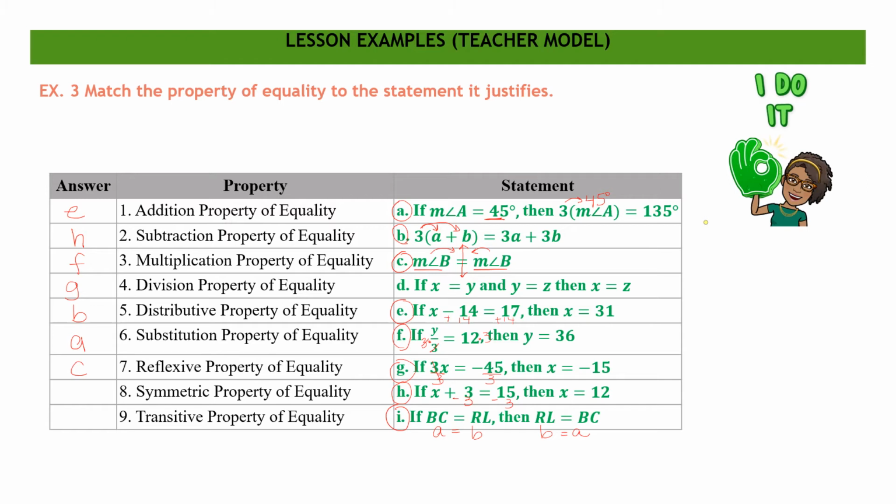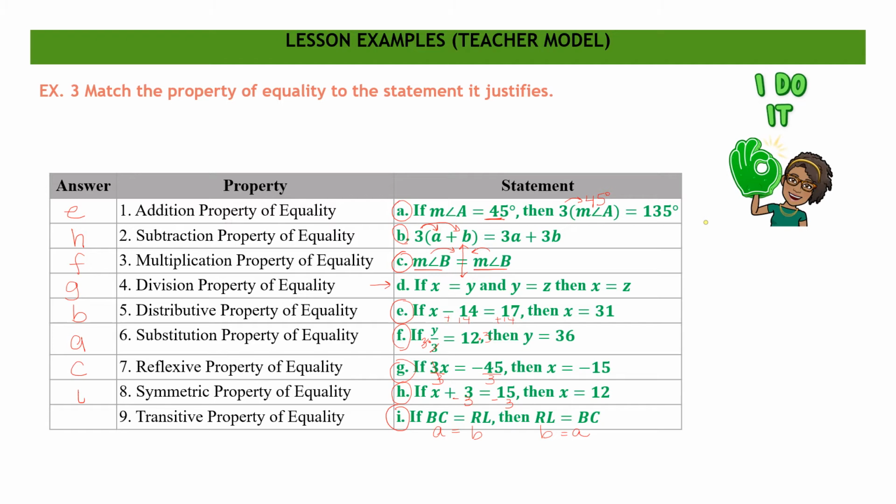It holds the same properties, it holds the same value. So that would be an example of the statement for the symmetric property of equality. Now all we're left with is the transitive property of equality, and that's D here.